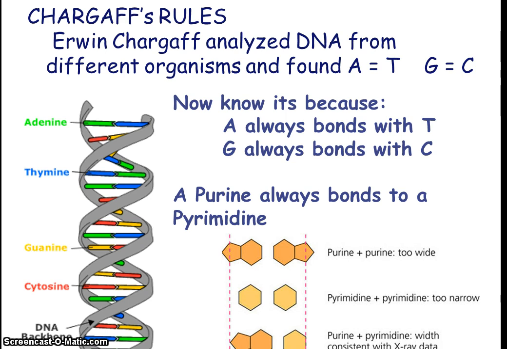Chargaff is the one who found this. He found that in organisms A was always relatively equal to T, and G was always relatively equal to C. And also, that makes a purine always bond to a pyrimidine. Otherwise, it just wouldn't fit.